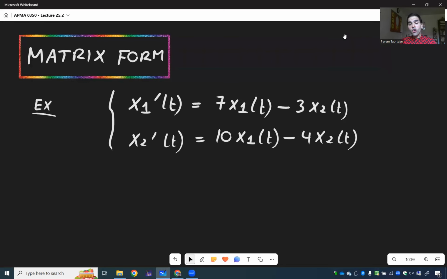All right, let's now go back to our main problem and consider the system from the very beginning. x1 prime equals 7x1 minus 3x2, and x2 prime is 10x1 minus 4x2. In order to solve this, it turns out the first step is to write this in matrix form. And all this means for now is to put all the coefficients in a table, or what's called a matrix.